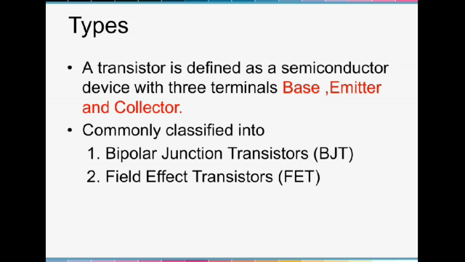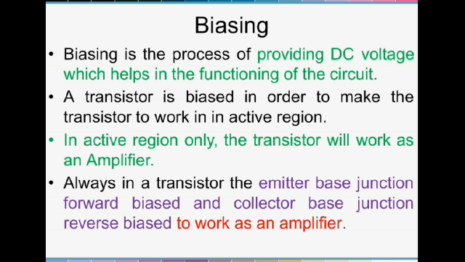In general, transistors are classified into 2 types. One is the bipolar junction transistor, BJT, and the other one is the field effect transistor, FET. Already we said it is a 3-terminal device with the terminals named base, emitter and collector. Next, the important term we are going to discuss is biasing of a transistor.